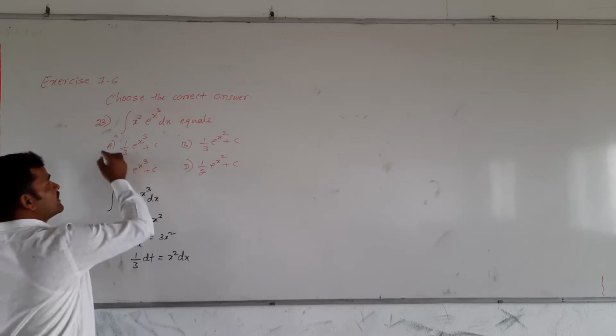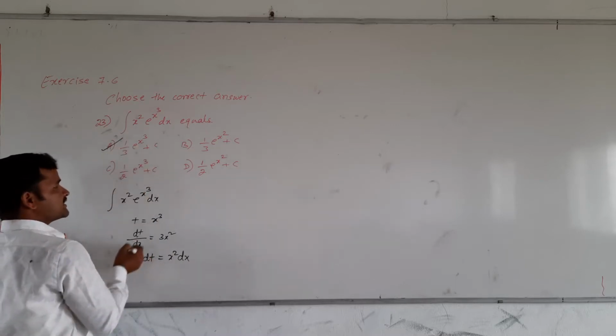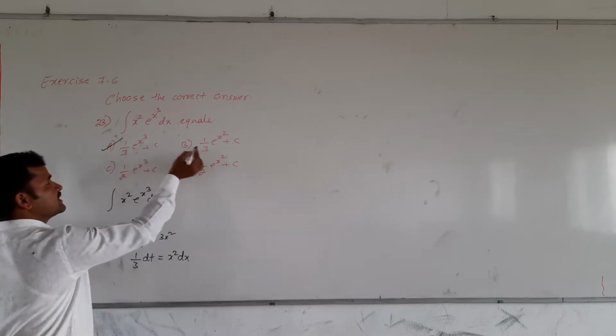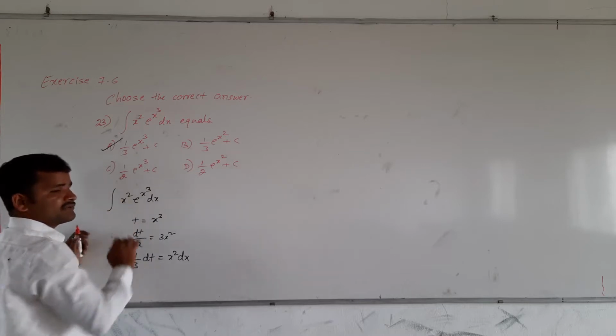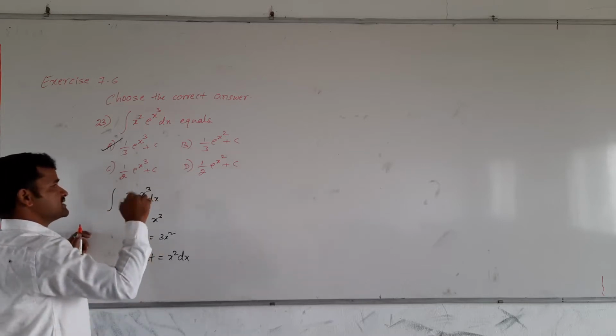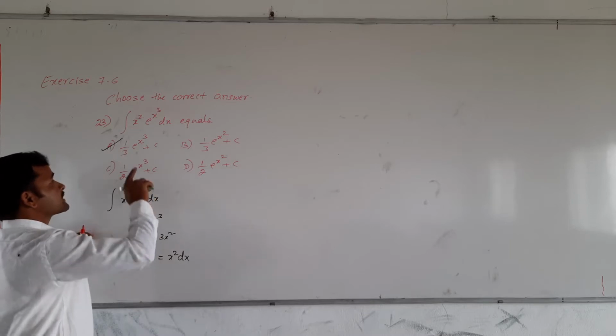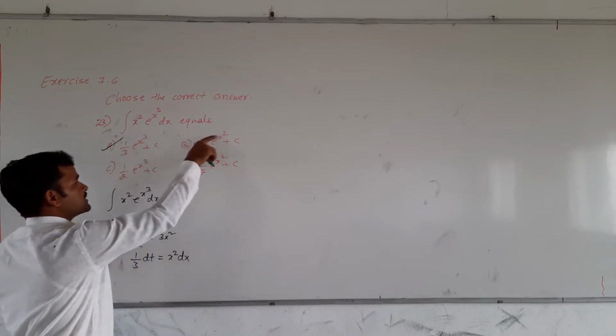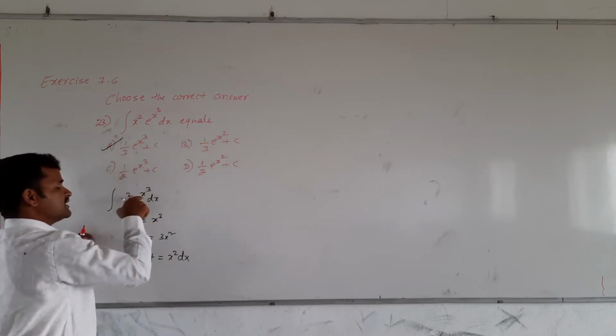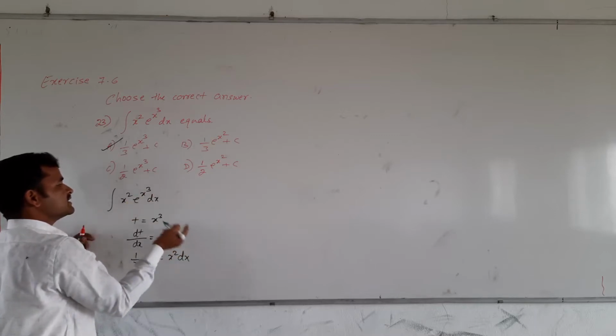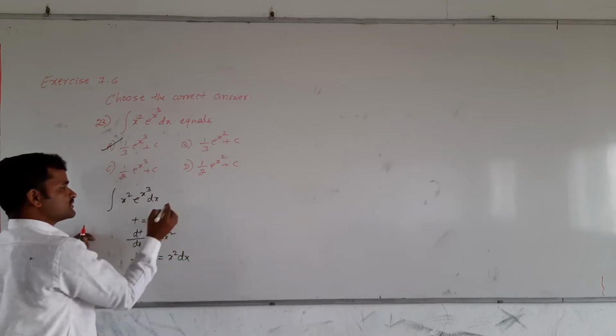Just with this we can say which answer is correct. Option A is correct here. 1 by 3 will come, 1 by 3 is there in only option A and B. Option A and B we have to choose by elimination method, C and D got over. And here only difference is cube or square. This becomes e raised to t, integration of e raised to t is e raised to t. So t equal to x cube we will substitute, that's all.